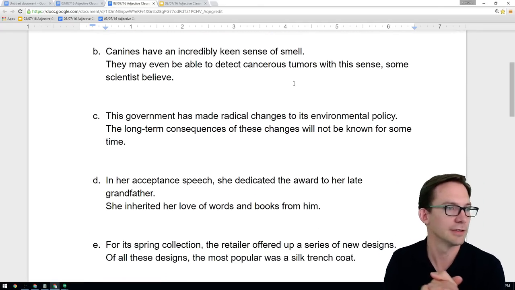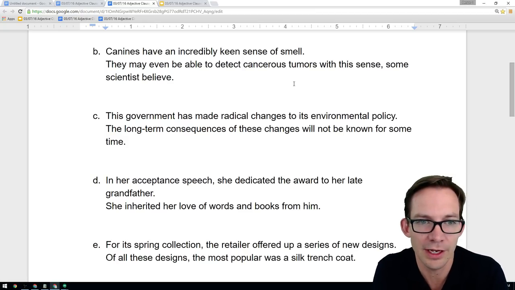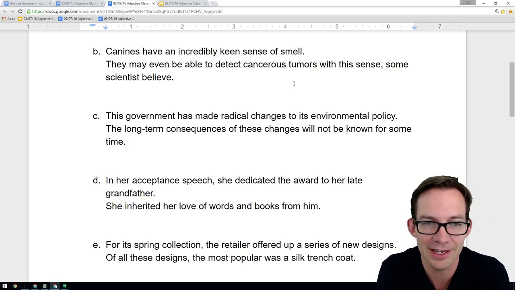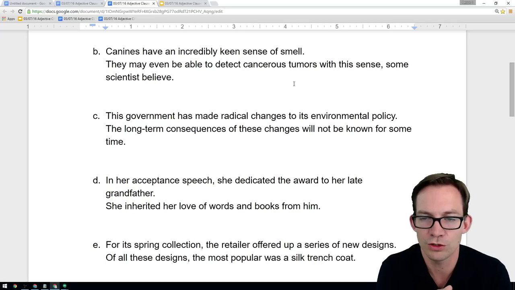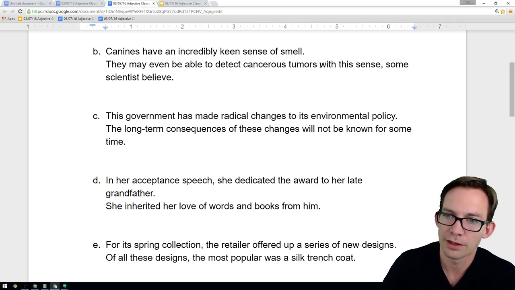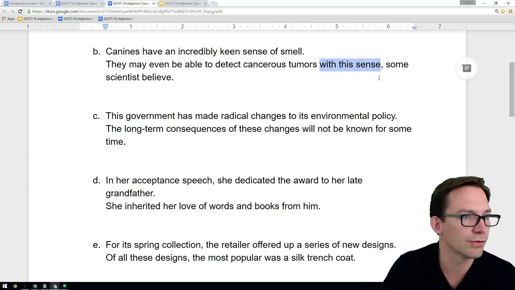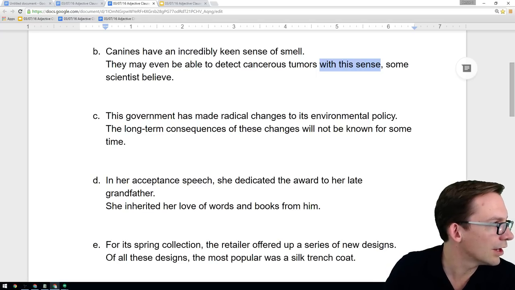So canines, meaning dogs, animals in the dog family, have an incredibly keen sense of smell. They may even be able to detect cancerous tumors with this sense. So there's your hint right there, right? And a lot of people got that.